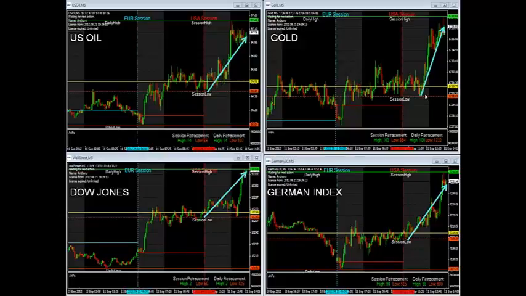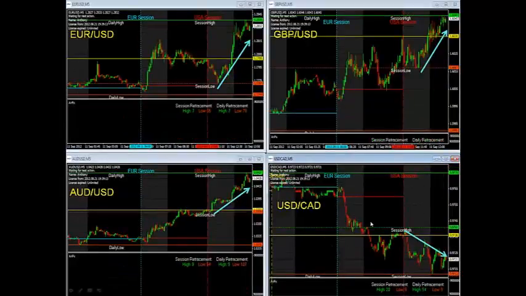When we see gold moving higher, we see the Euro USD moving higher. When we see the Dow Jones moving higher, and there's a very close relationship between the Dow Jones and the Euro USD, so when we see the Dow Jones moving higher, 8 out of 10 times, you see Euro USD also moving in the same direction. So if you have the opportunity to view 8 different charts, these are the charts that we would be focused on. Oil, the Dow Jones, the German index, as well as Euro USD, GBP, AUD, and the dollar CAD.